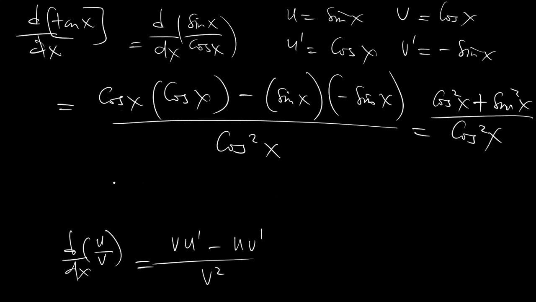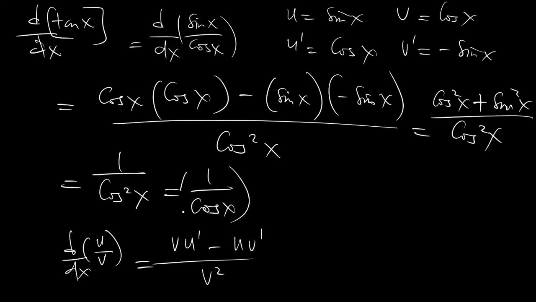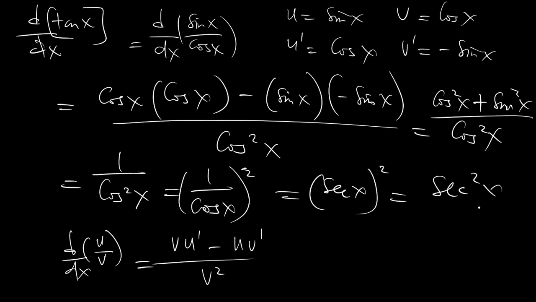So according to the trigonometry law, cos squared x plus sine squared x is equal to 1. So you have 1 all over cos squared x. This is the same thing as saying 1 over cos x all raised to power 2. And 1 over cos x is equal to sec x. So sec x squared, which is sec squared x. That is the final answer to that particular problem.